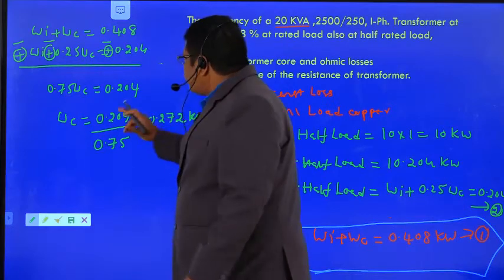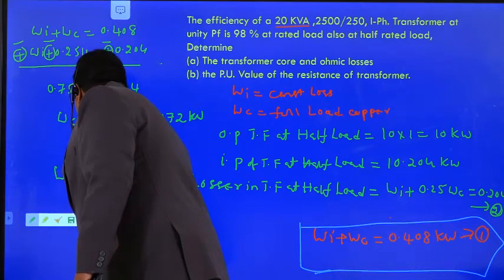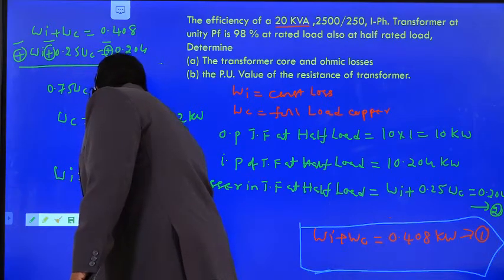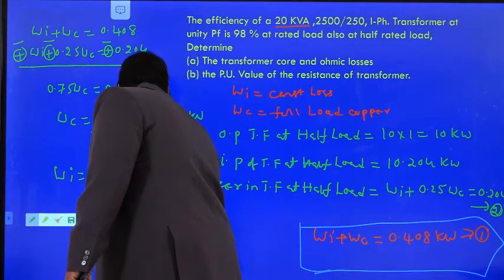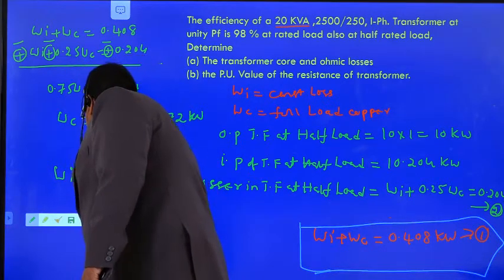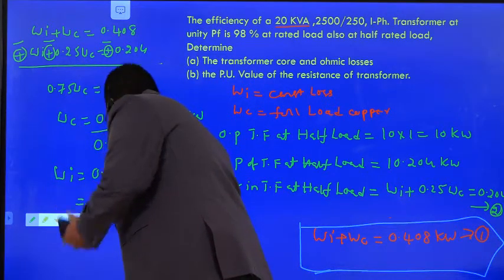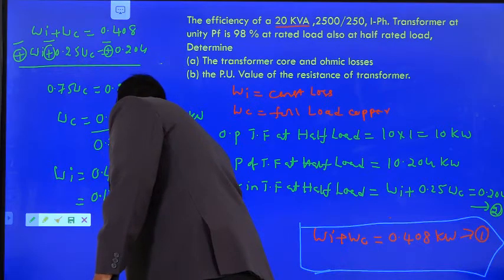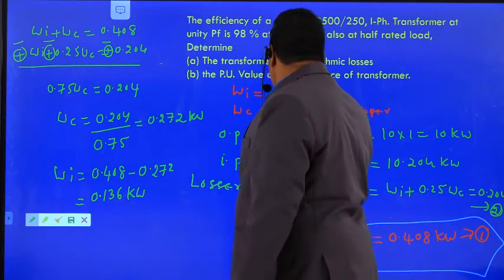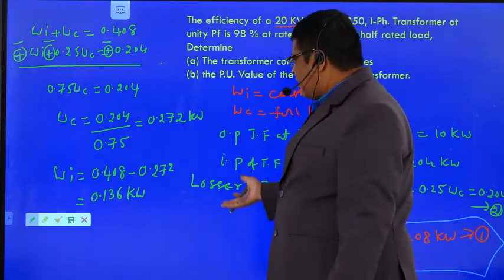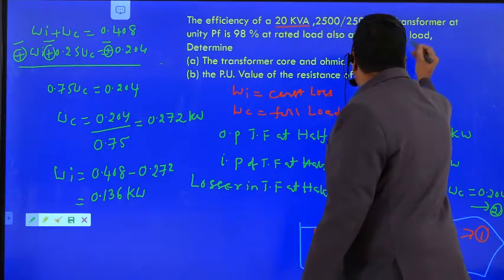Now if you substitute this value in any one equation, we get the constant losses. Wi, the constant losses, equals 0.408 minus 0.272. We get the value as 0.136 kilowatt. So in this manner we can calculate the full load copper loss as well as iron losses in a transformer. The first one is over.